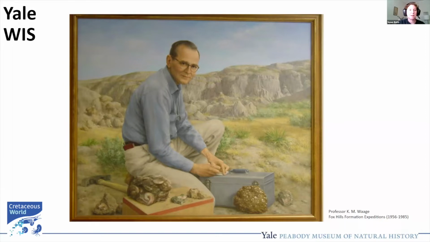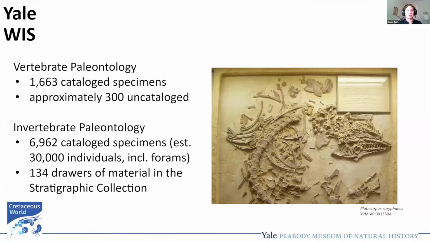Specifically at Yale, in vertebrate paleontology, we had 1,663 catalog specimens that needed georeferencing and imaging, and approximately 300 uncatalogued specimens. In invertebrate paleontology, we needed to increase the robustness of about 7,000 cataloged objects we have, plus we had 134 drawers of material in the stratigraphic collection, which were uncatalogued but identified with locality information with the specimens.